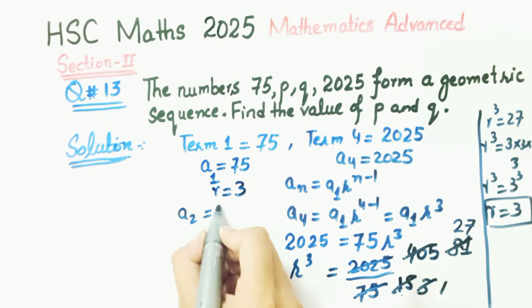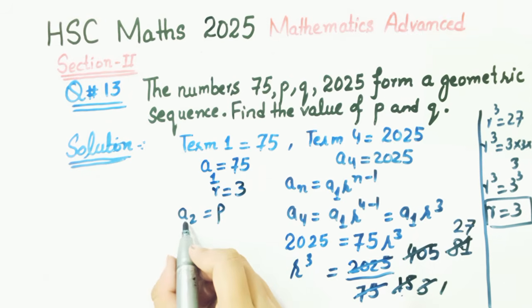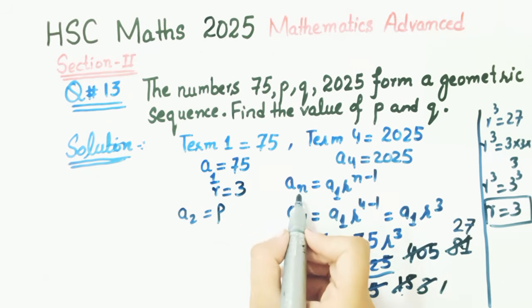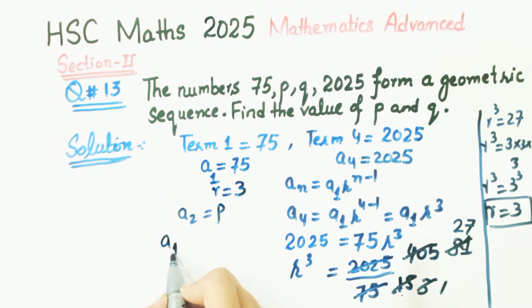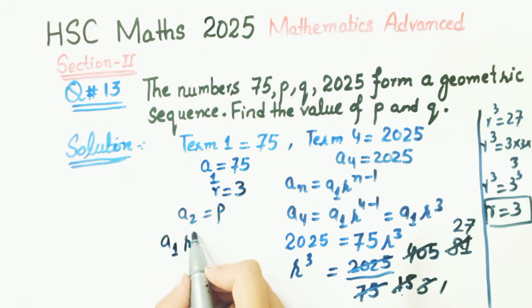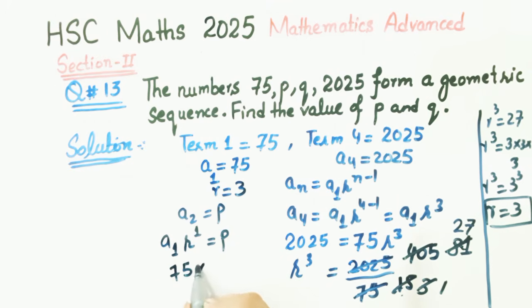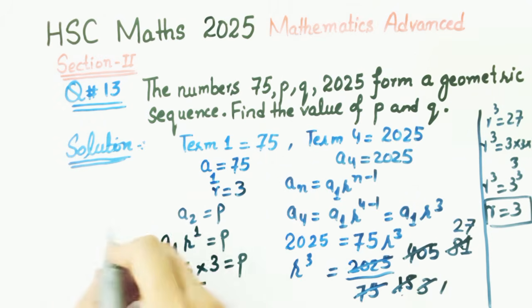So A2 equals P, and the formula for A2 is when we put n as 2. So A2 equals A1 R to the power 2 minus 1, means R to the power 1, equals P. A1 is 75 times the R value 3, that is P. So 5 3 times 15, 3 7 times 21, 21 plus 1 is 22. So we get 225 as the value of A2.